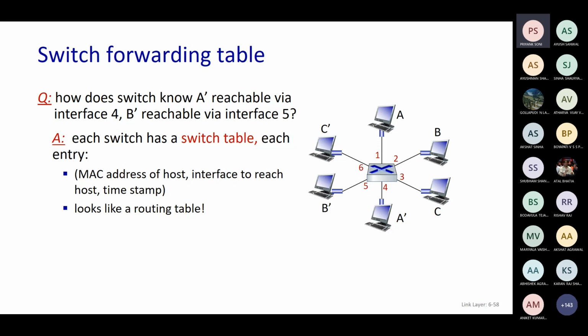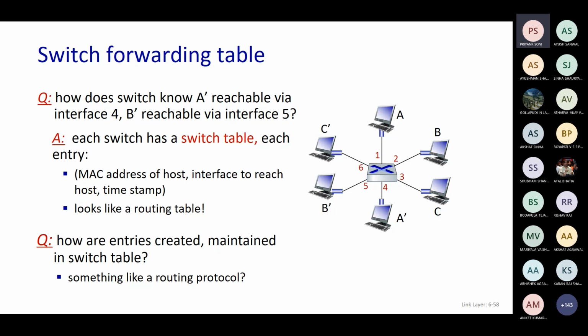Each switch has a switch table. So what is it? Simply, each switch has a table which has entries in it. What are the entries? It will have the MAC address of the host and the interface to reach that host, along with the timestamp, similar to our routing tables. So you have the host MAC address and the corresponding interface through which the frame needs to be forwarded.